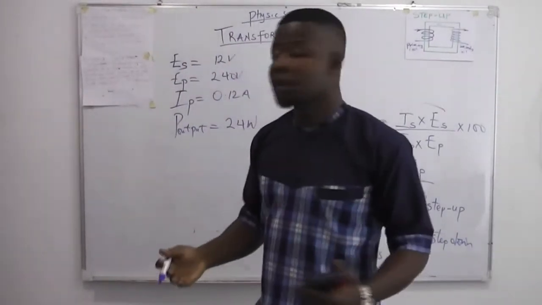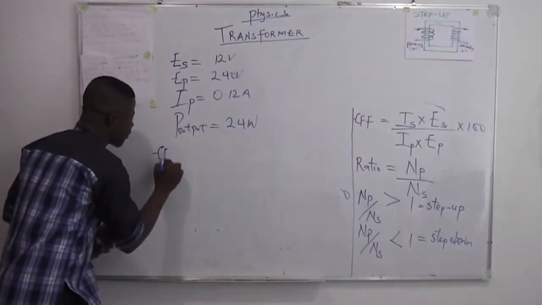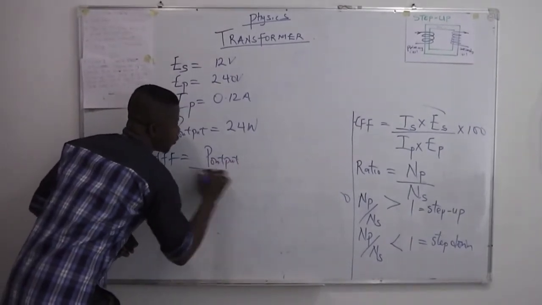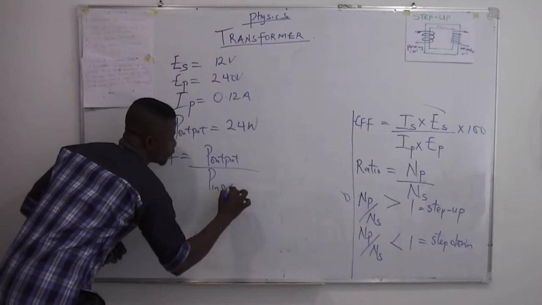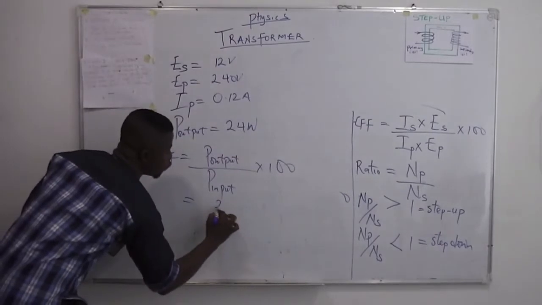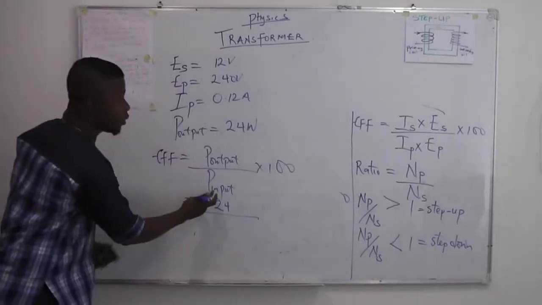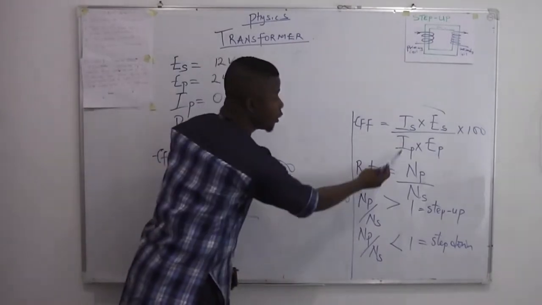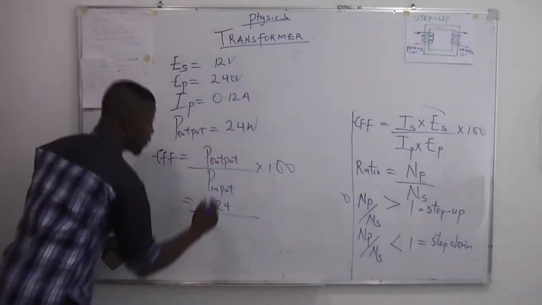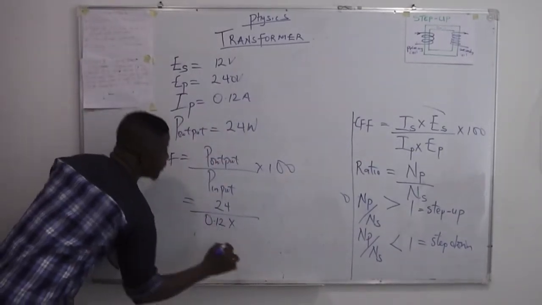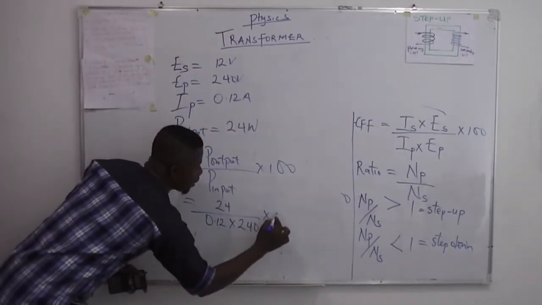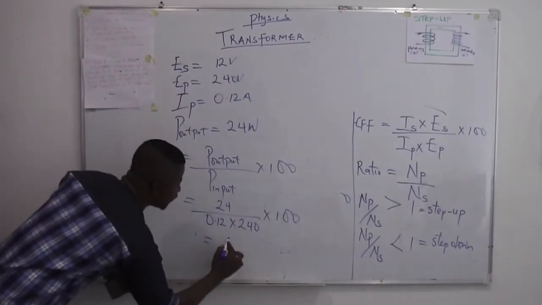What is its efficiency? As you all know, efficiency is equal to power output over power input times 100, which is what? The power output is what? 24, all over. Now what is the power input? The power input is the current across the primary multiplied by what? Voltage across the primary. Now what is the current across the primary? 0.12 times what? The voltage across the primary is what? 240, multiplied by 100.